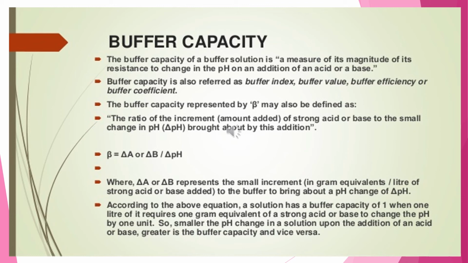So, beta is equal to delta A or delta B upon delta pH, where delta A or delta B represents the small increment in gram equivalent per liter of strong acid or base added to the buffer to bring about a pH change of delta pH. According to the above equation, a solution has a buffer capacity of 1 when 1 liter of it requires 1 gram equivalent of a strong acid or base to change the pH by 1 unit. So, the smaller the pH change in solution upon addition of acid or base, the greater is the buffer capacity, and vice versa.